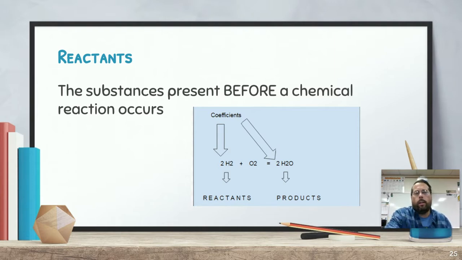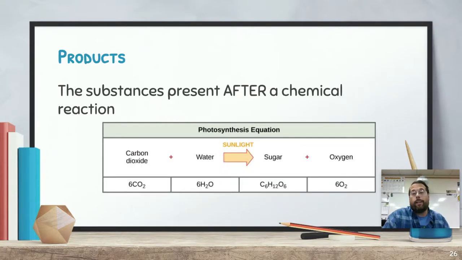All right, so the stuff on the left are the reactants. So what we're going to combine is hydrogen and oxygen. The reactants are present before a chemical reaction. The substances that are available after a chemical reaction, what it's changed into, those are the products.